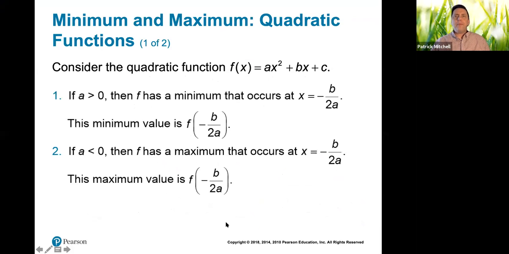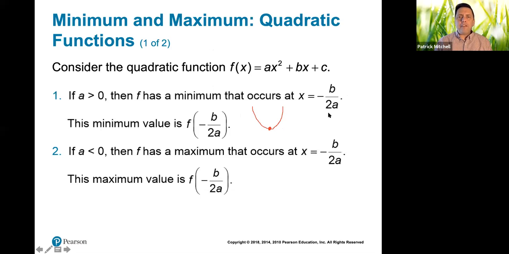All right. Minimum and maximum of a quadratic function. Consider the quadratic function f of x equals ax squared plus bx plus c. If a is greater than 0, which you know means the parabola opens up, then this function is going to have a minimum value at the point where x equals negative b over 2a, because this point right here is a lowest point. That's where the minimum comes from. And you know that that point is the vertex, so it has these coordinates.